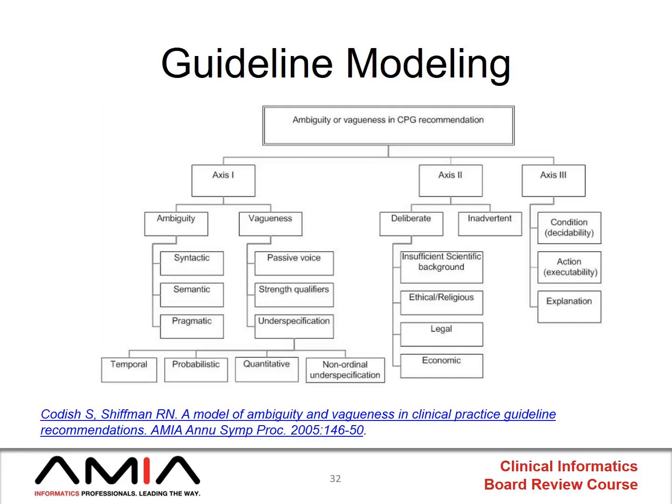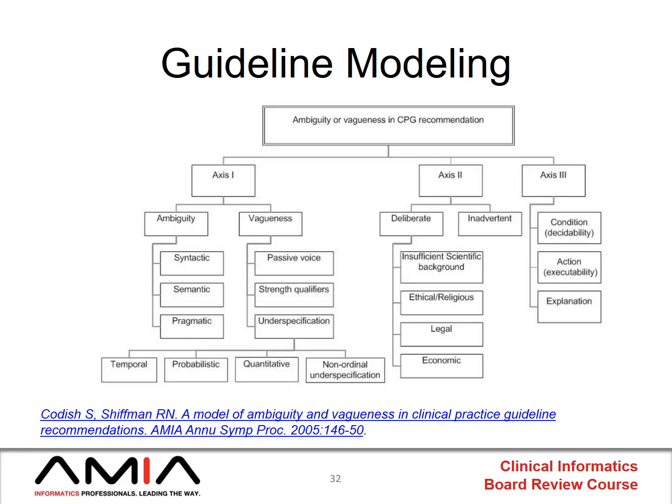One of the other challenges of guideline modeling is this notion of ambiguity or vagueness. And this, I think, plagued decision support for many years. One useful framework for thinking about guideline ambiguity was proposed by Rick Schiffman out of Yale in 2005, this model of ambiguity and vagueness in clinical practice guidelines and recommendations. So in the universe or the constellation of ambiguity or vagueness, Dr. Schiffman identified three different axes, axis 1, axis 2, and axis 3, and they all represent different things.